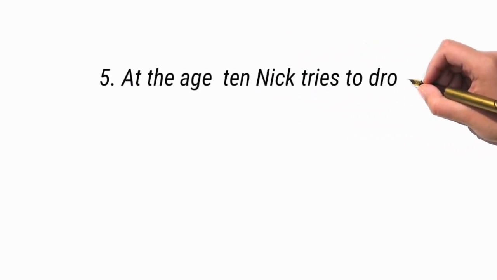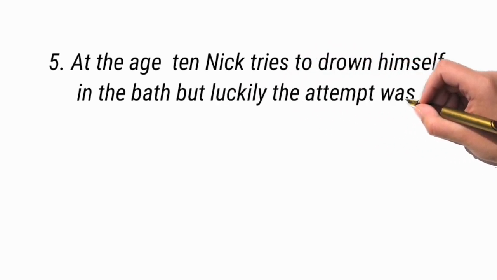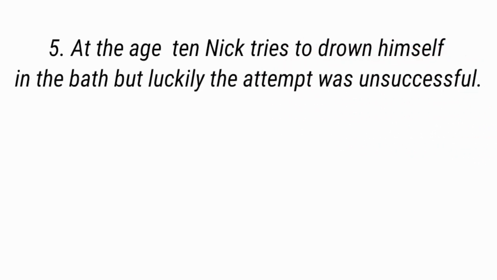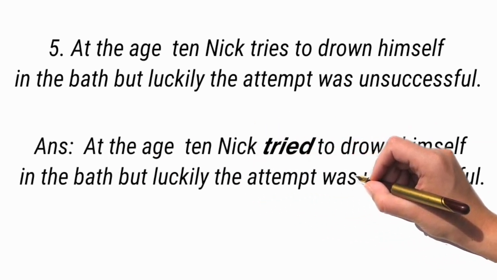Example 5. "At age 10, Nick tries to drown himself in the bath, but luckily the attempt was unsuccessful." Look here, the entire paragraph was in past tense. So, search for the verb word. See, tries. This word is in present form. It will be changed to the past form, tried.